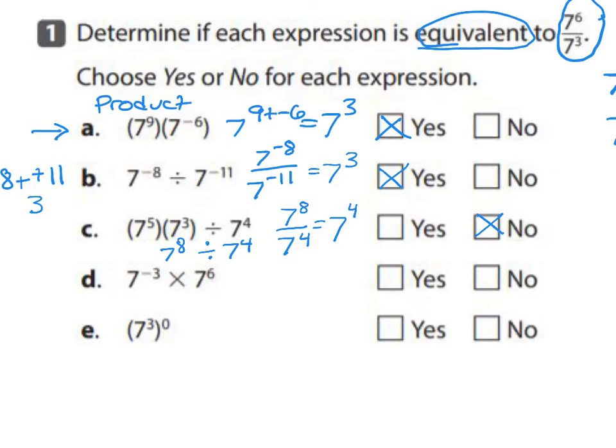Letter D, 7 to the negative third times 7 to the sixth. We add our exponents and keep the base the same. This simplifies to 7 to the third.